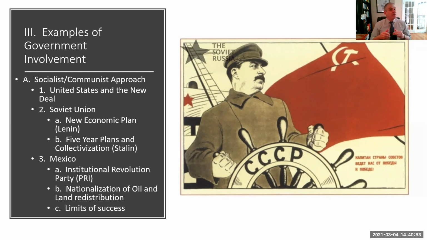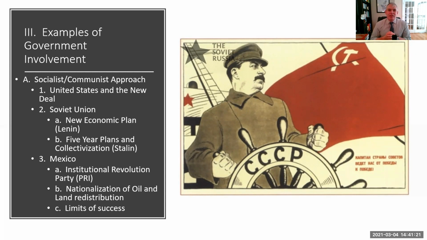The Soviet Union, they were hardcore. If you were going against the 5 year plan, then you were an enemy of the state. And Joseph Stalin had no problems eliminating enemies. And the PRI, they didn't exactly go after you, but they did practice elements of repression and corruption. So we see socialist communist answers to these problems, but we also see limitations to those answers.